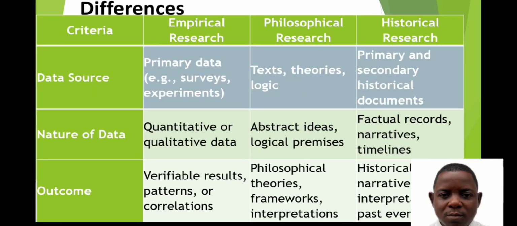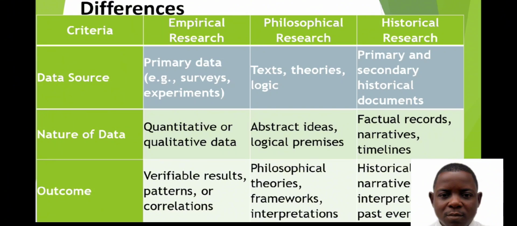So now let's look further. The data source for empirical research is primary data, such as surveys or experiments. The data source for philosophical research is text, theories, or logic. That is where you get your data that you will later begin to argue and relate if you are doing a philosophical research. Then if you are doing a historical research, your data source is both primary and secondary historical documents.